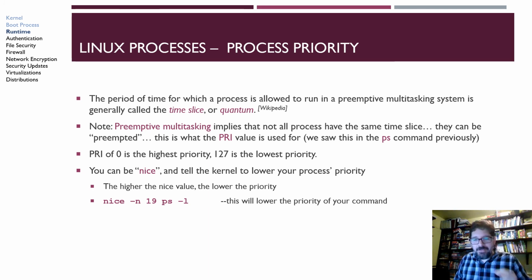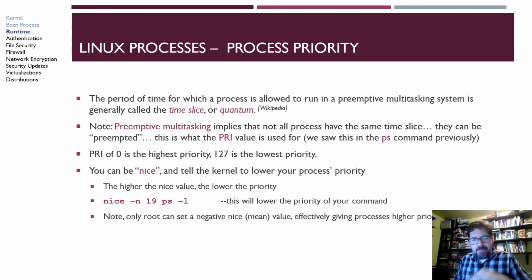A negative number means that you're not being nice, right? That means you're being mean, right? So the meaner you are, the more you're telling the system you want to prioritize your process. Only root can give you a negative nice. Only root can make you mean, right? So by default, as a regular user, you can only be nice. You can't be mean. But root can go in and change the priority of your process to make it a little bit more mean and take more of that processing time.